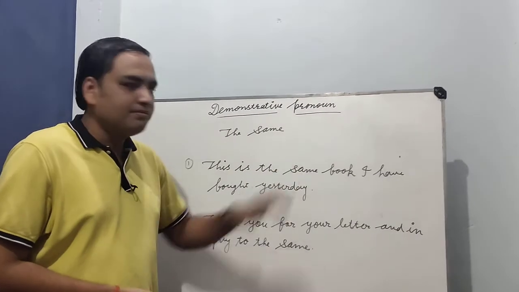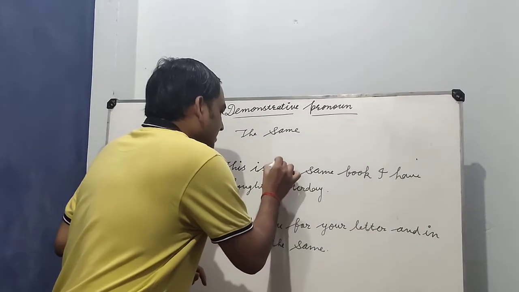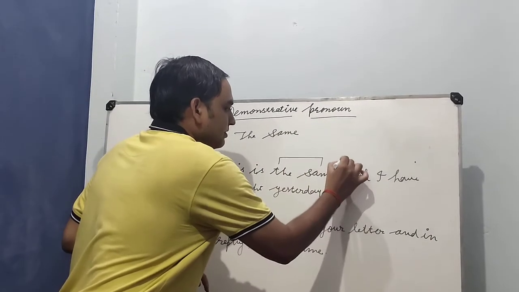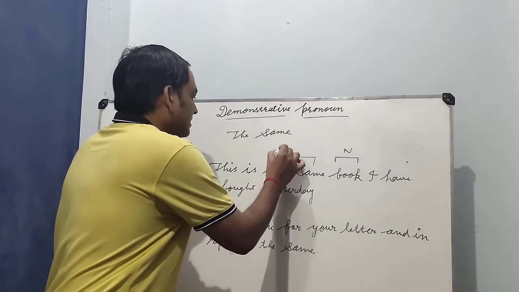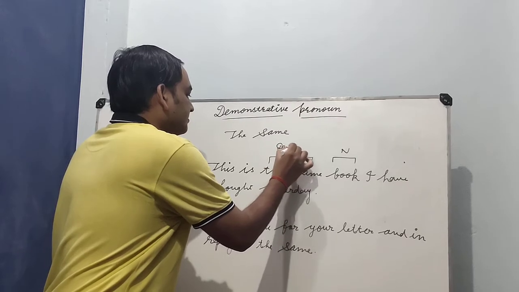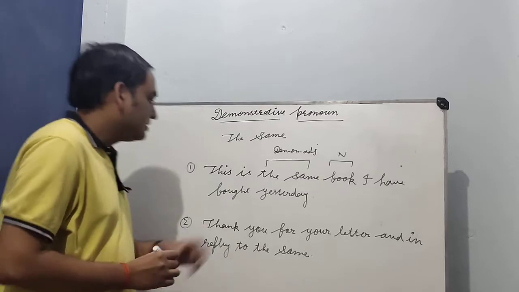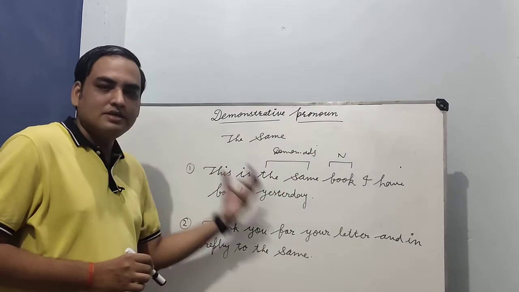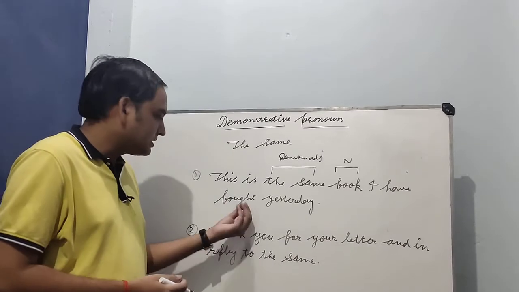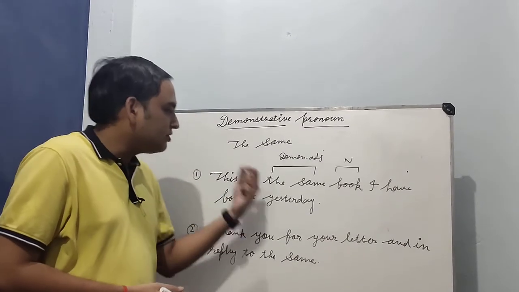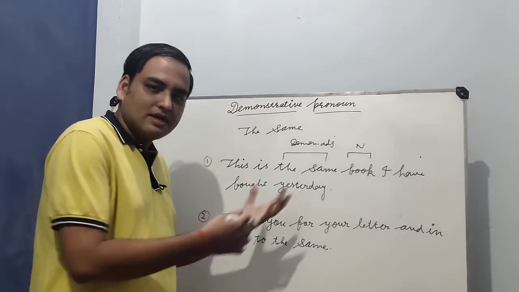This is the same book. Here, "the same" is used before the noun book. Book is a noun, so this is a demonstrative adjective here. Okay, so guys, this is the same book I have bought yesterday. ये वही बुक है जो मैंने कल खरीदी थी ना, जो कल चला गया उसकी बात कर रहे हैं यहाँ पर. The same book, this is the same book I have bought yesterday, जो मैंने कल खरीदी थी.